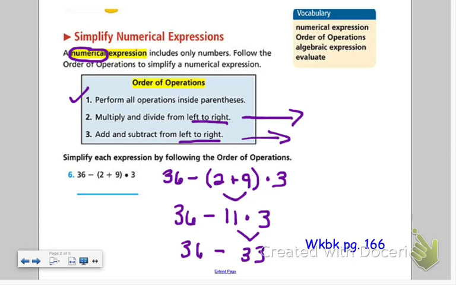So I do a little bit at a time, bring it down. Step 2 is complete. Then we have step 3, where we have to add and subtract. Well, all we have is subtraction. 36 minus 33. The answer is 3. Third step complete. You can do 7 and 8 on your own.